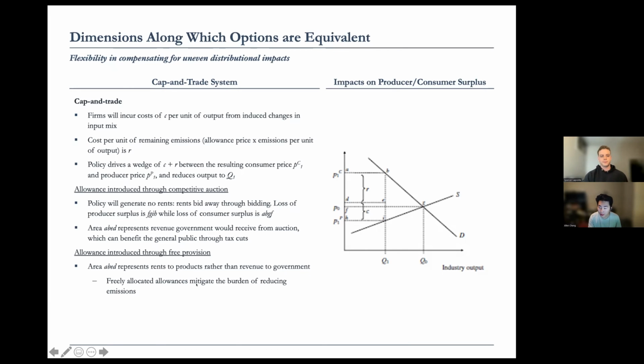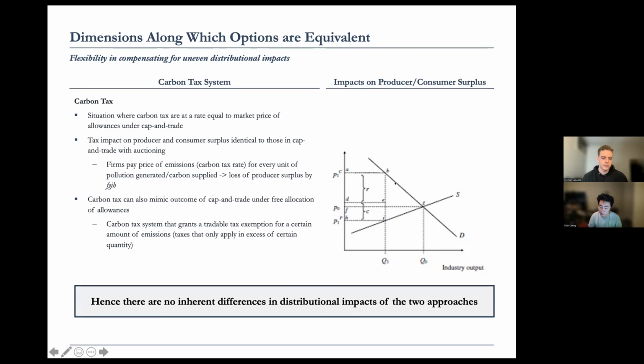If, however, the allowance is introduced for free provision, area A, B, D, and E represents the rent that's given to producers instead of the revenue given to the government. As a result, freely allocated allowances might mitigate the burden of reducing emissions on the producer end, as this economic rent is given to the producers instead.